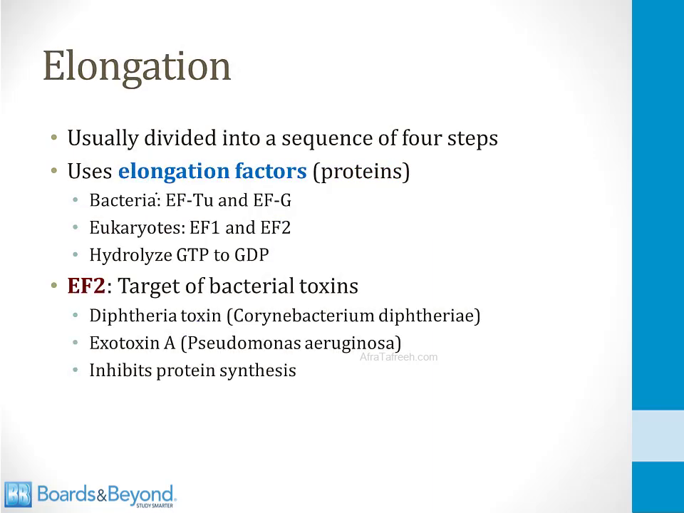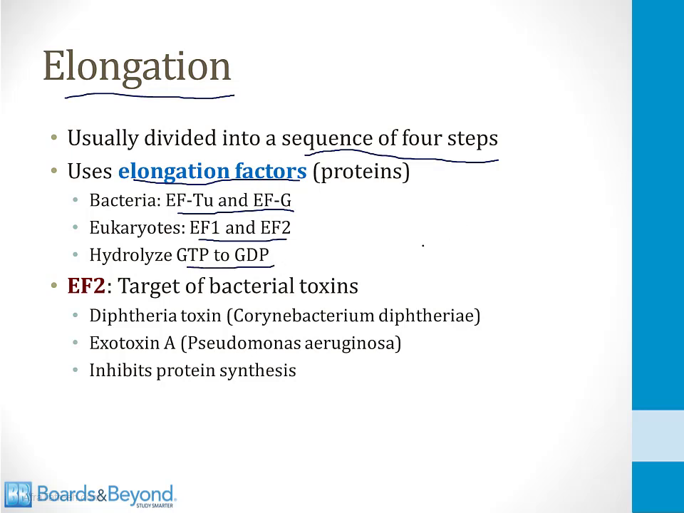At the completion of the initiation portion of protein synthesis, we have the tRNA for either methionine or FMET bound to the P site. We now enter the part of protein synthesis called elongation, where the protein chain will be elongated. Elongation is usually divided into a sequence of 4 steps, which I'll show you on the next few slides, and this process uses proteins called elongation factors. In bacteria, the elongation factors are called EF-Tu and EF-G. In eukaryotic cells, they're called EF1 and EF2, and these elongation factors hydrolyze GTP to GDP as part of the process of elongation.